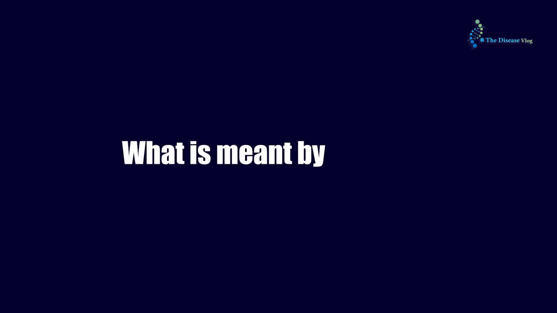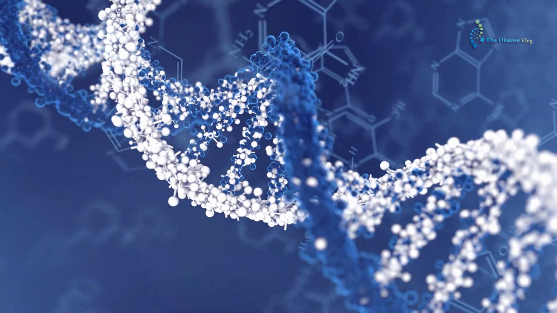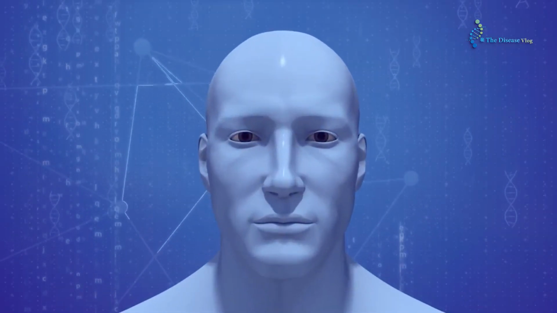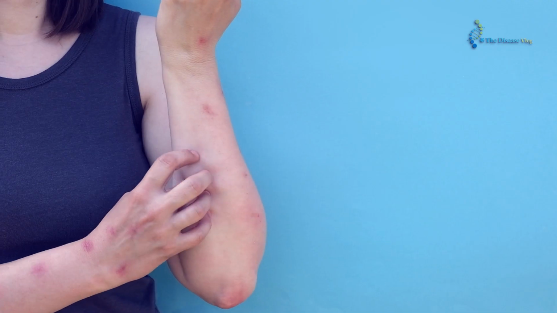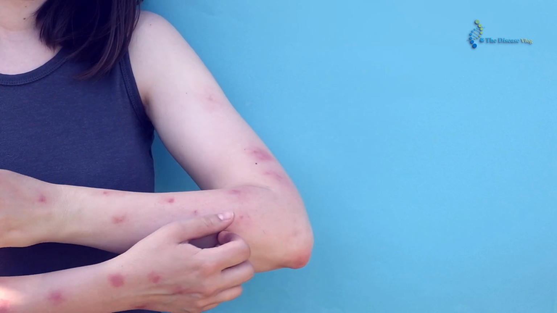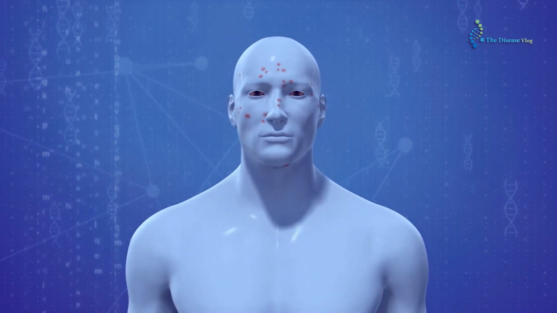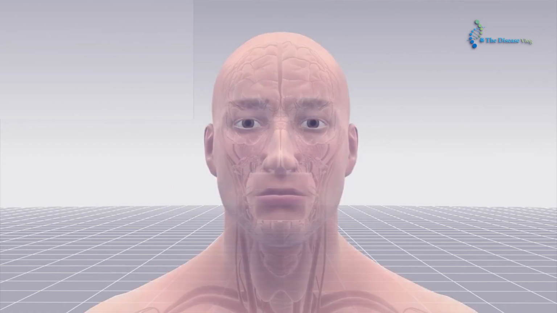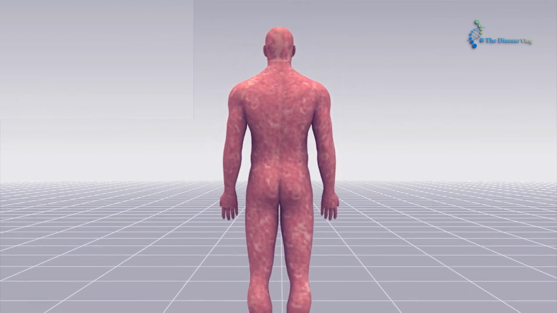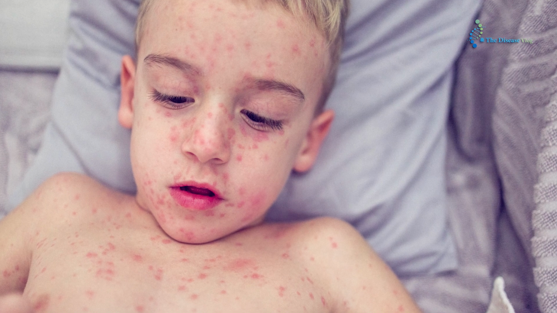What is meant by measles? Measles is a respiratory disease caused by a single-stranded RNA virus. The measles virus has only one serotype, as it primarily infects humans and does not cause disease in animals. In this disease, red rashes appear on the face or behind the ear. These rashes can spread from the face to the chest and then to the whole body. The rash may appear after 14 days of virus exposure.